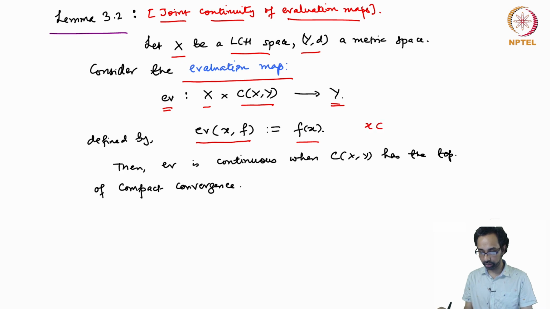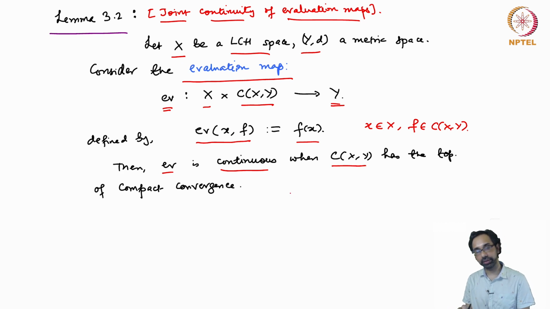Here x belongs to X and f belongs to the space of continuous functions from X to Y. So we are just evaluating the function f at the point x, which is why this map is called the evaluation map. The claim is that this map is continuous when the space of continuous functions has the topology of compact convergence. So let's try to show this. Proof.